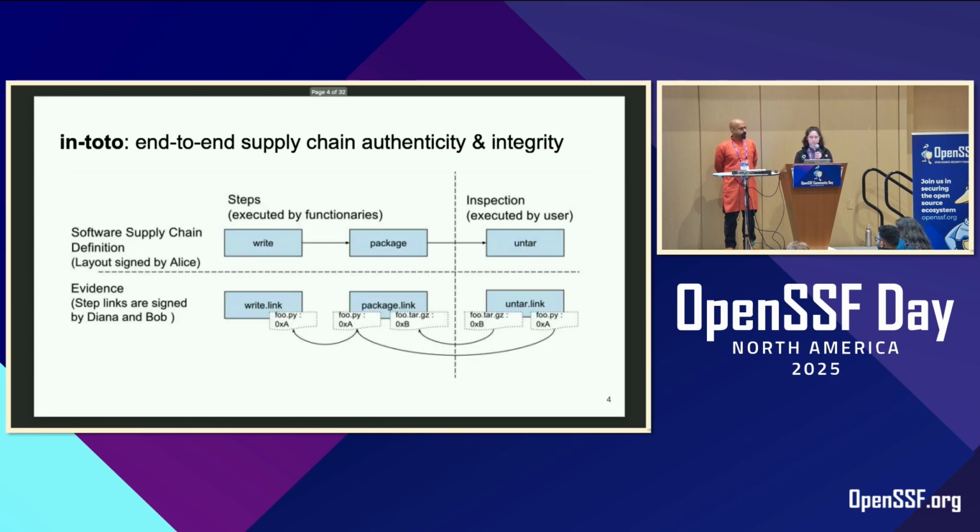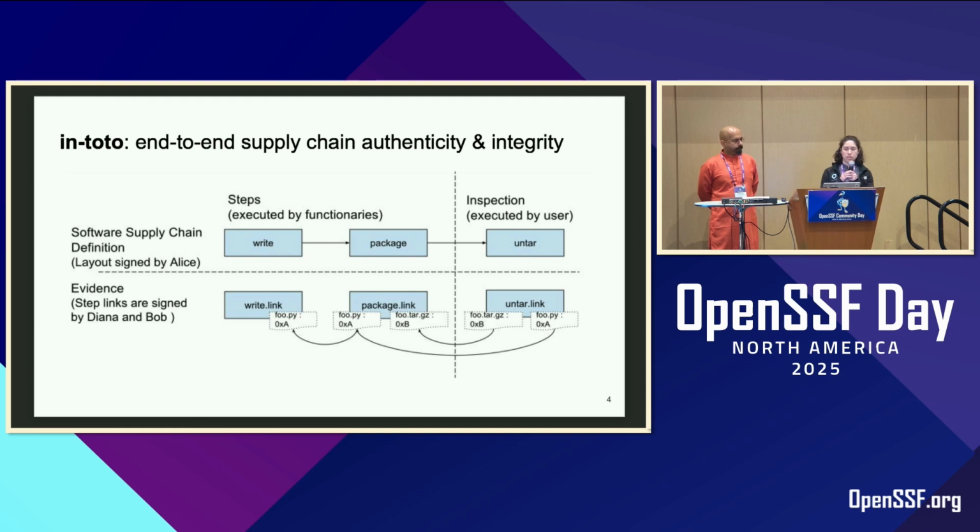What are those? Well, the end goal of In-toto has always been to provide end-to-end supply chain authenticity and integrity. And so in V1, a supply chain owner would define a so-called layout where the expected steps of a supply chain and their sequence would be defined.